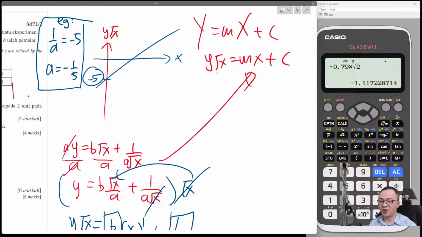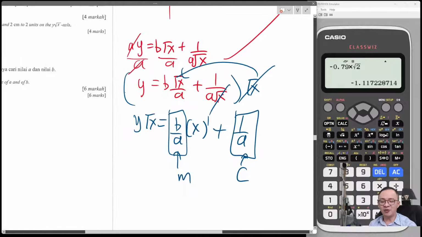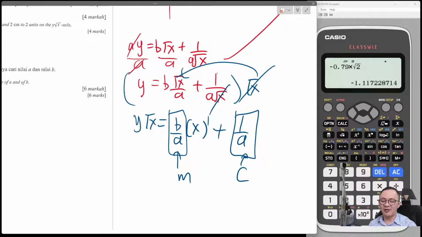This is how you quickly find the a. And then how do you find the b? You need to have a gradient, right? Then you take any 2 points from the table. The new table, not the original table. Then you do this one.